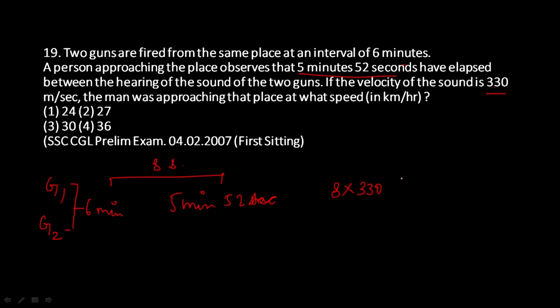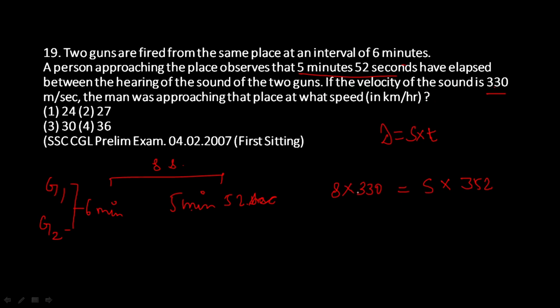Whereas the person has moved this much distance, that's why the sound has been changed for 5 minutes 52 seconds, which was 6 minutes actually. Then there is a speed, and the total time elapsed is 5 minutes 52 seconds, meaning 352 seconds. This is actually nothing but distance equals speed into time. There is just the difference of time given, which we are multiplying with the velocity of the sound.